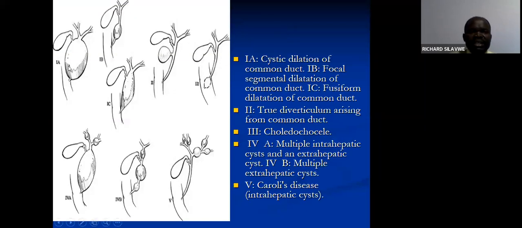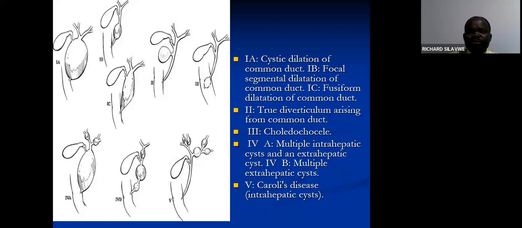The first diagram here is talking about the cystic dilatation of the common bile duct. This one, that's a common bile duct, it is dilated. Then the second image is talking about the focal segmental dilatation of the common duct. You can see here, instead of the whole of it being dilated, only a segment of it is dilated.